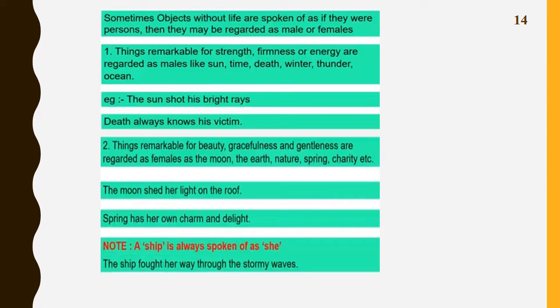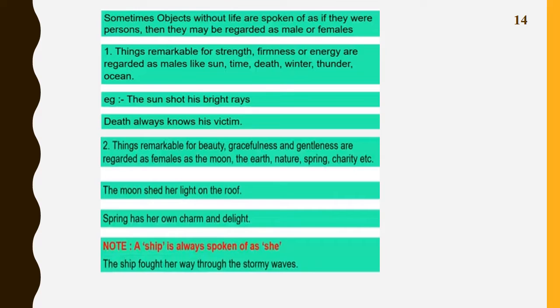Sometimes objects without life are spoken of as if they were persons. Then they may be regarded as male or females. In some other words you can say personification, but we will be talking about it later.